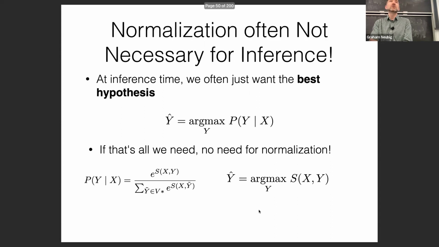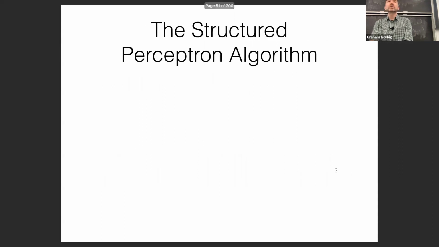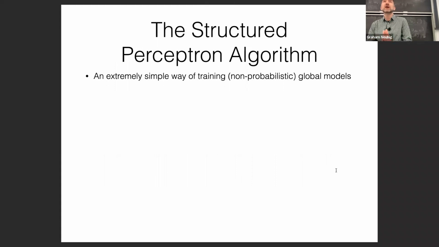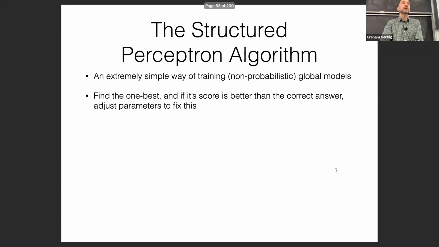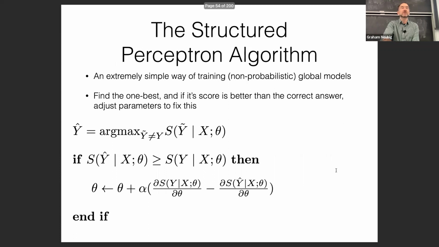And so basically, if we look at our probability here, and we take the argmax of this probability, we can completely ignore the part down here and just take the argmax of the score of the outputs. And so because of this, what we can do is we can just train this score to be better for good hypotheses. And so this is an extremely simple way of training a non-probabilistic global model. And what you do is you find the one best scoring output. And if its score is better than that of the correct answer, you adjust the parameters to fix this.